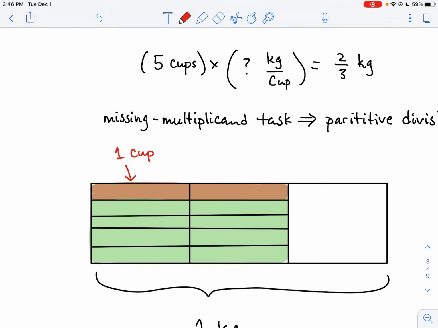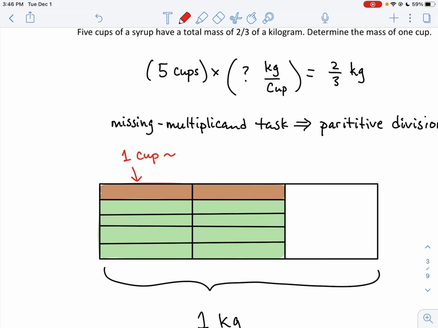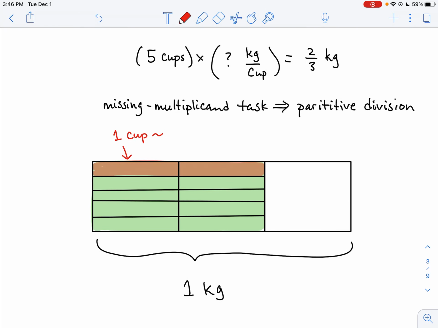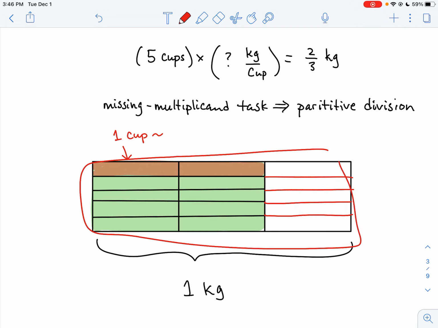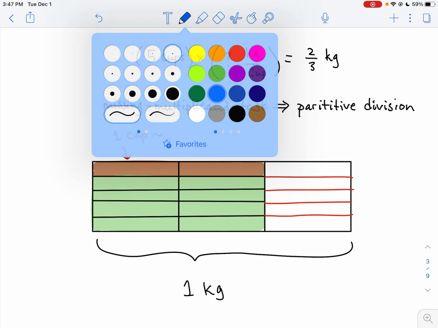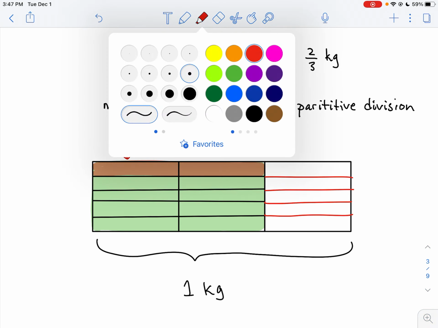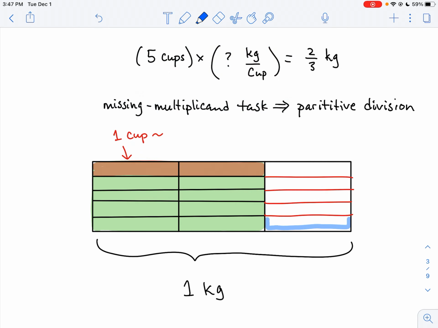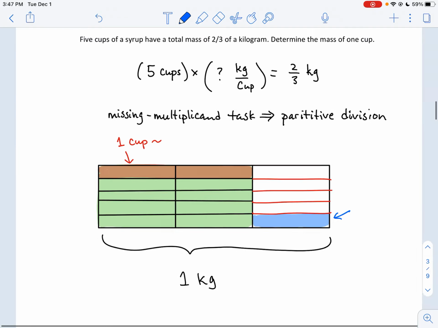So 1 cup, which is what's shaded in red, is how much of a kilogram. So that corresponds to how many kilograms. Well, if you were to continue the extension of these lines across here, you would see, okay, well, 1 kilogram is all of this. And there are 15 slivers, if you will. Color coding is extremely helpful when you're doing something like this, because I can color code just one of these pieces and say, okay, how much is just that piece?